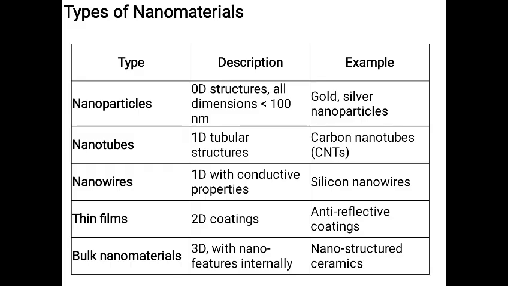Then 2-dimensional nanomaterials include nano coatings. Example, anti-reflective coatings. They form a thin film structure, and here 2 out of the 3 dimensions will not be in the nanoscale range. And the 3-dimensional nanomaterials are the bulk nanomaterials. Example, nanostructured ceramics, in which all the 3 dimensions will not be in the nanoscale range.